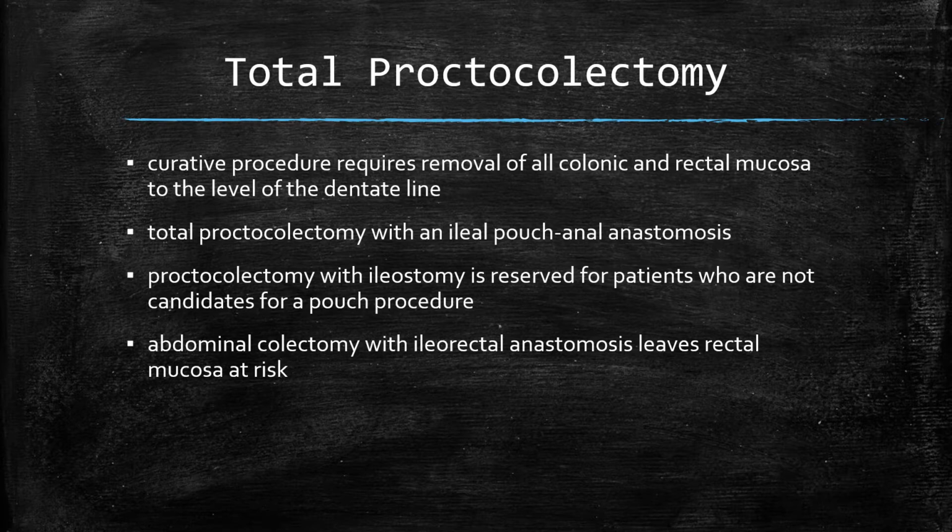Perhaps someone who's morbidly obese would not be able to have this for technical reasons, and so they may need an ileostomy. An abdominal colectomy with an ileorectal anastomosis leaves the rectal mucosa behind. Since these patients will assuredly develop a rectal cancer, this procedure should not be done.